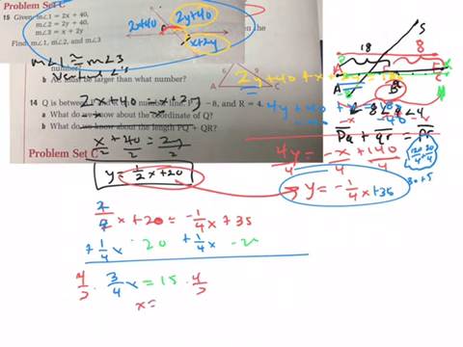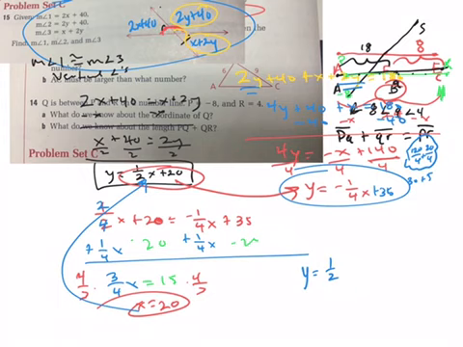So x equals 15 times 4 is 60. 60 divided by 3 is 20. I love it. So I've got my x, I've got my 20. I'm going to substitute into either equation. I'll put it right there since that's a denominator of 2 and it's positive. So y equals 1/2 times 20 plus 20, and 1/2 of 20 is 10, and I get 30.